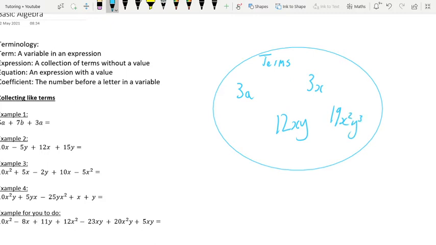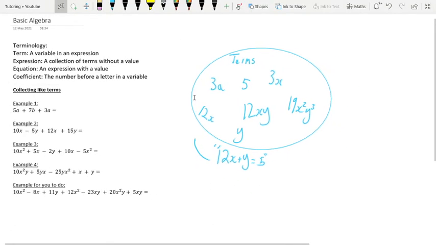If you write 12x plus y equals 5, as a whole, this is not a term. So if you said 12x plus y is a term, you'd be wrong. Individually, 12x is a term, y is a term, and you can sort of say 5 is a term, but there's a grey area for stuff like that.